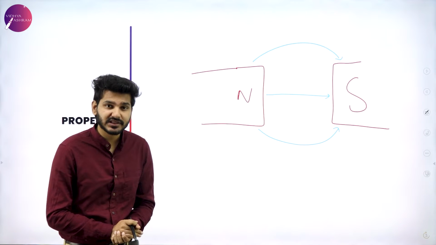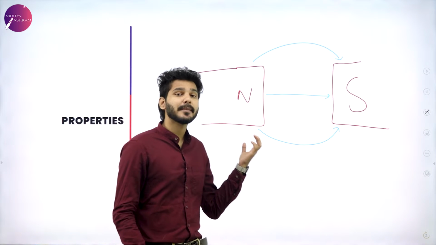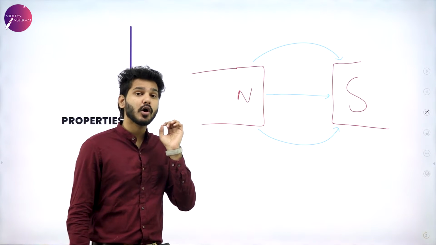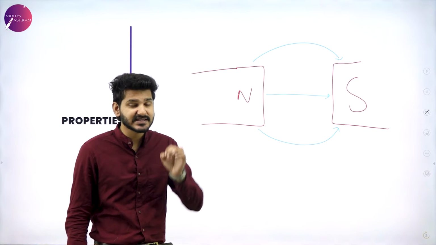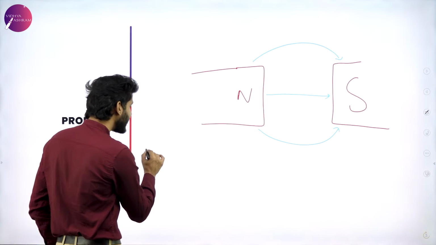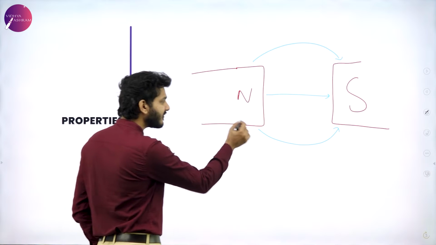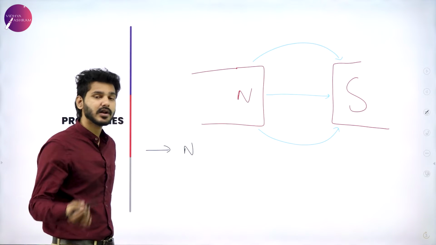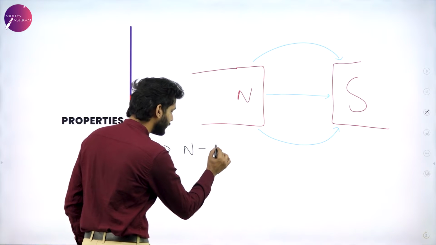So one important thing is that while there is a magnet in existence, that is, if there is a magnet present, there will always be magnetic field lines that will form continuous loops. That is, the lines of force, that is the magnetic field lines, will always start from the north pole and they will always end in the south pole.